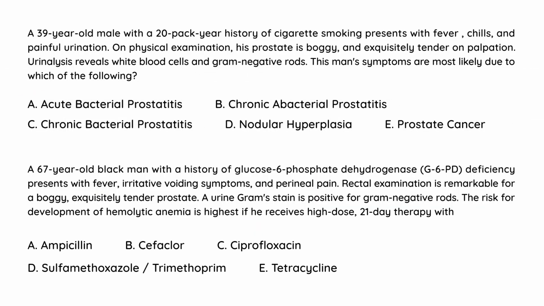So let's take a look at a few vignettes. 39-year-old male with a 20-pack-year history of cigarette smoking presents with fever, chills, and painful urination. On physical exam, his prostate is boggy and exquisitely tender on palpation. A urine analysis reveals white blood cells and gram-negative rods. This man's symptoms are most likely due to which of the following? Gram-negative rods, most likely E. coli.